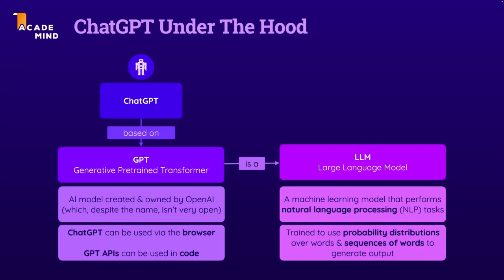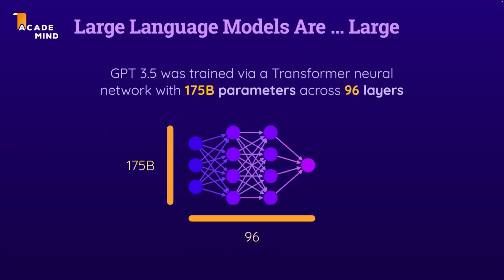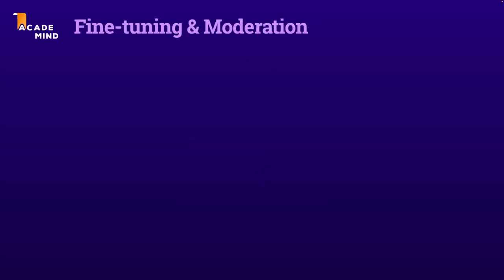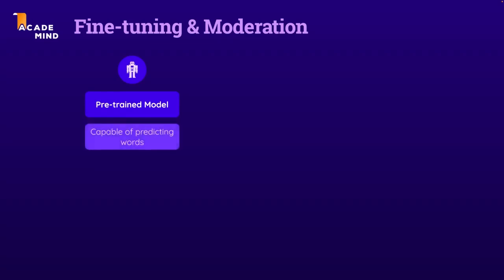So ChatGPT is based on these GPT models, which are in the end large language models, which are these complex neural networks consisting of billions of parameters and dozens of layers. They were trained with huge data sets, almost the entire publicly available text from the internet. But it's worth noting that the final product of this neural network training process in the end just is a pre-trained model, which would be capable of predicting words, but which is not necessarily optimized and fine-tuned for the exact use case where it should be used.